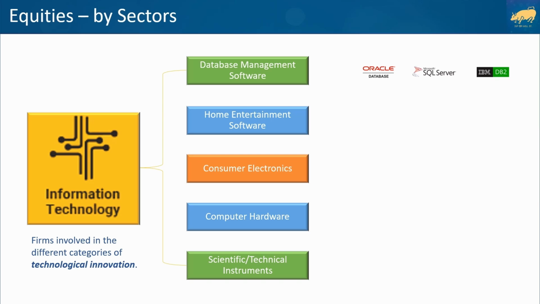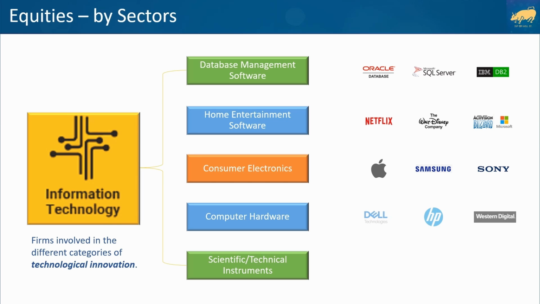the leading database management firms are Oracle, Microsoft, and IBM. Netflix, Disney, and Microsoft's Activision Blizzard are the largest home entertainment software companies. The biggest consumer electronics businesses are Apple, Samsung, and Sony. Dell Technologies, HP, and Western Digital Corporation are the leading computer hardware firms. Lastly, the largest scientific and technical instrument firms are Keyence Corporation, Fortive Corporation, and Hexagon.